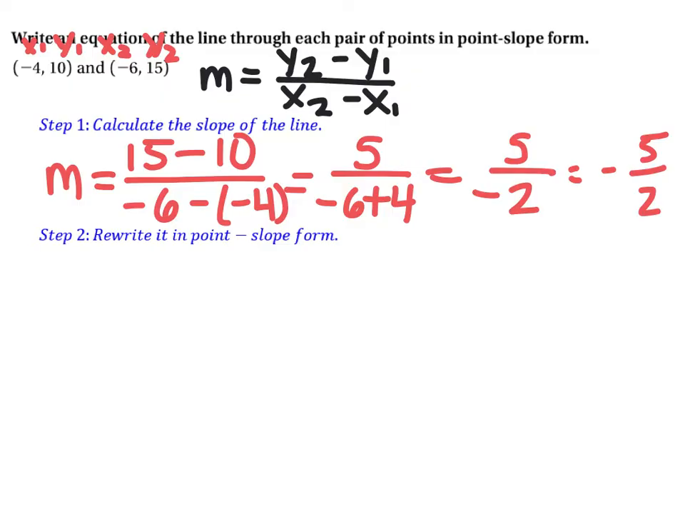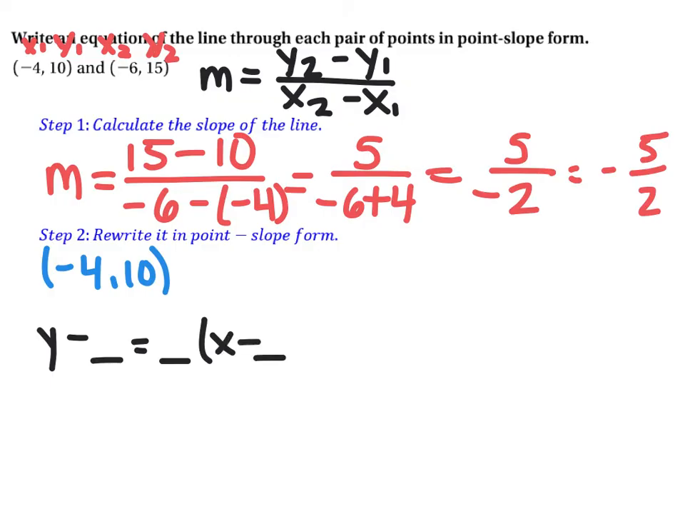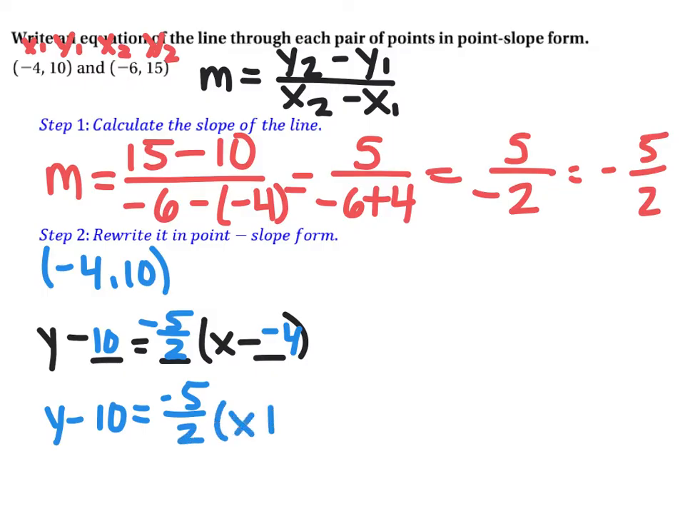Now, if you had chosen the point -4, 10, you'd plug it into your original point slope. So we'd have our formula set up, and I would substitute. So my slope is -5 over 2, my y is 10, and my x is -4. So this would become y minus 10 equals -5/2 times x plus 4.